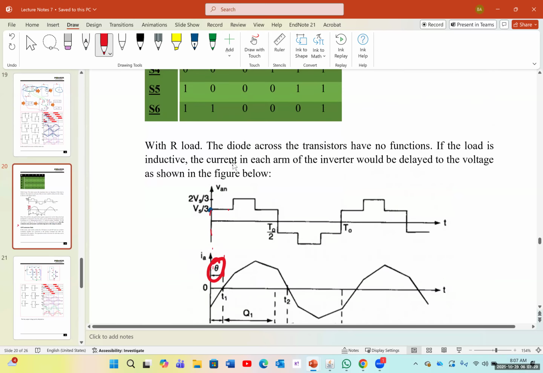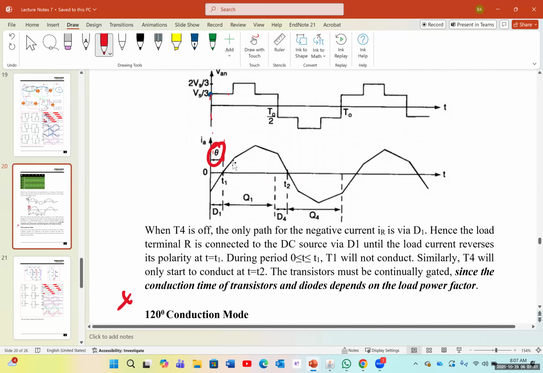We also mentioned that in these systems, because we have inductance, usually we have an induction motor or inductive load, we would have a shift in the current as well, a little bit of delay in the current. And this picture here shows the voltage and also the current, and the current delayed by theta.